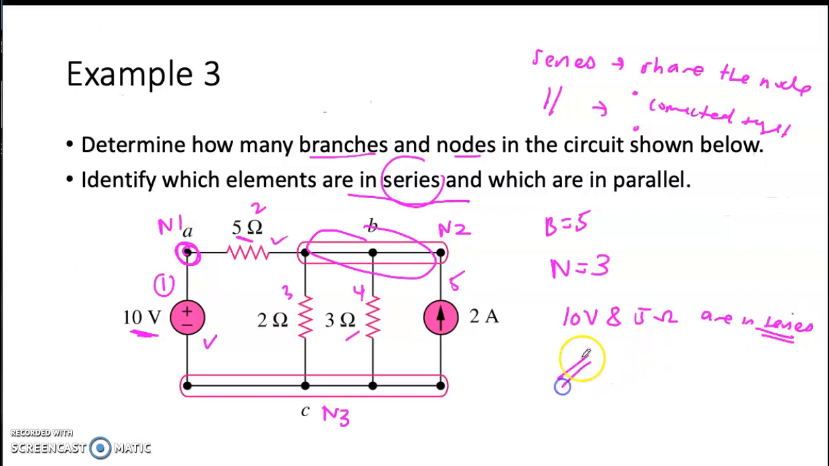How about parallel? Parallel means they share the same node at both ends. This is the first end and the second end. So 2 ohm is parallel to 3 ohm and also parallel with 2 ampere. So these three elements are in parallel.